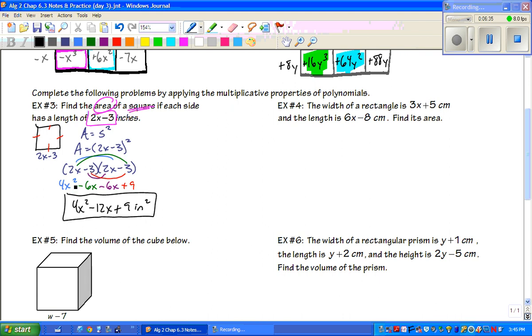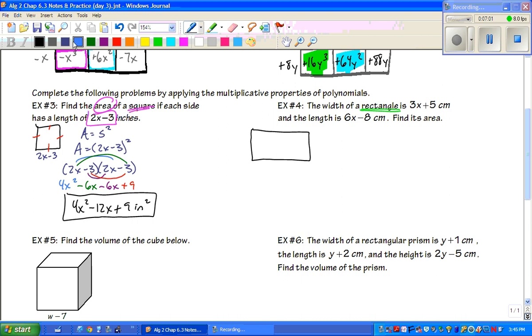And then that's our final answer. All right, let's look at example number 4. The width of a rectangle is 3x plus 5 centimeters, and the length is 6x minus 6 centimeters. Find its area. So we're talking about a rectangle. So I'm going to draw a rectangle.